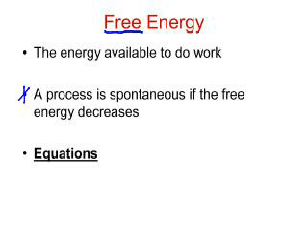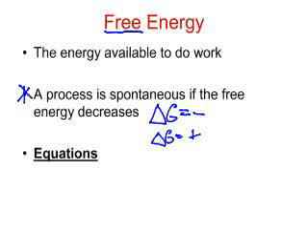Now, one thing we know is that a process is spontaneous if the free energy decreases. Or in other words, the sign of the free energy change, delta G, is negative. If delta G, the change in free energy, is negative, that means the process is going to be spontaneous. If delta G is positive, the process is non-spontaneous. So overall, this is how we're going to determine whether or not something has a tendency to occur on its own.